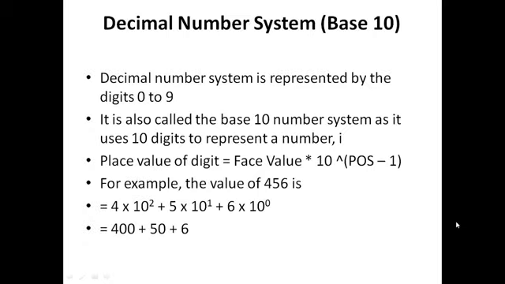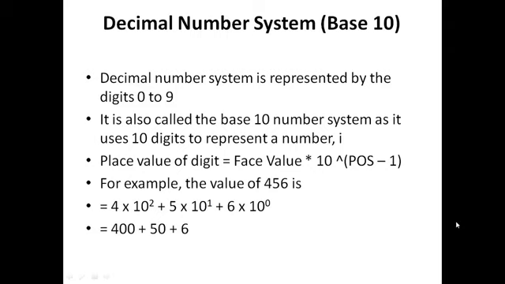Let us walk into the decimal number system. In the decimal number system, we usually use the digits 0 to 9. As you can see, there are only 10 digits. Since we use only 10 digits, we call it the decimal number system, and its base is 10. So what is the place value of any digit?